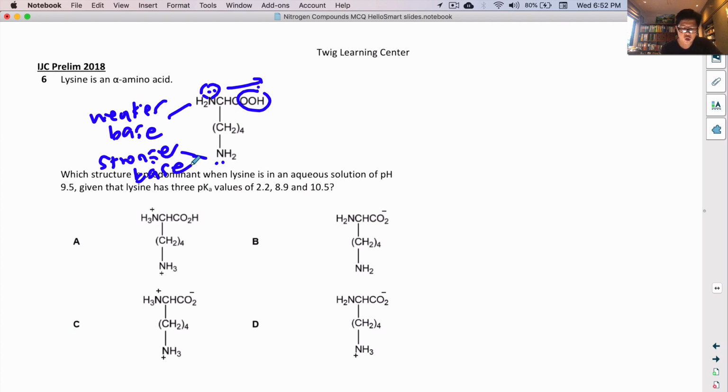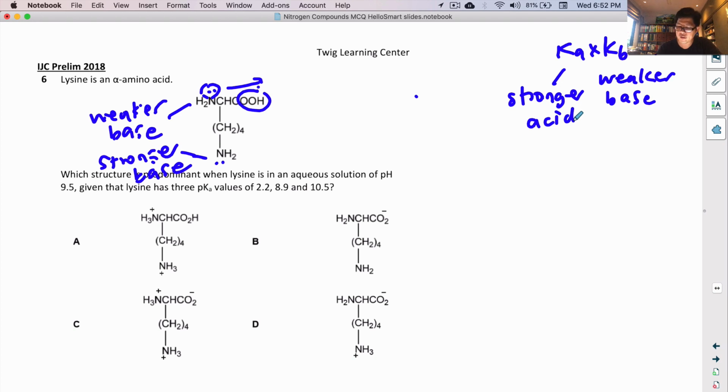Okay, if you remember the formula Ka times Kb equals Kw, if you have a weaker base, you will end up having a stronger acid. The conjugate will be a stronger acid. Why? Because if you have a low Kb, you definitely have a high Ka.